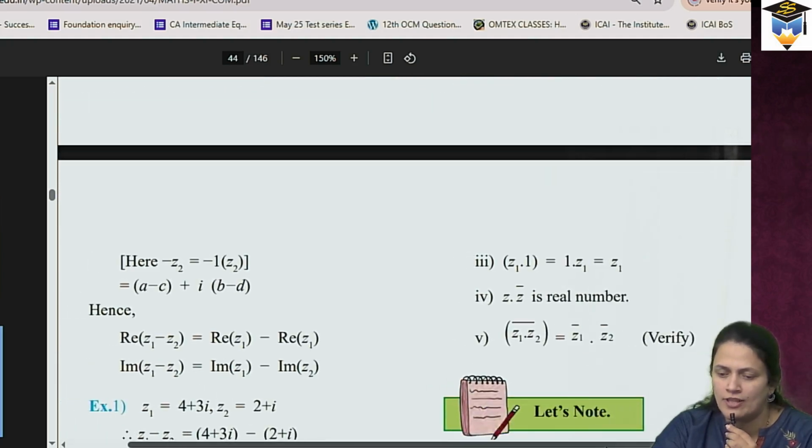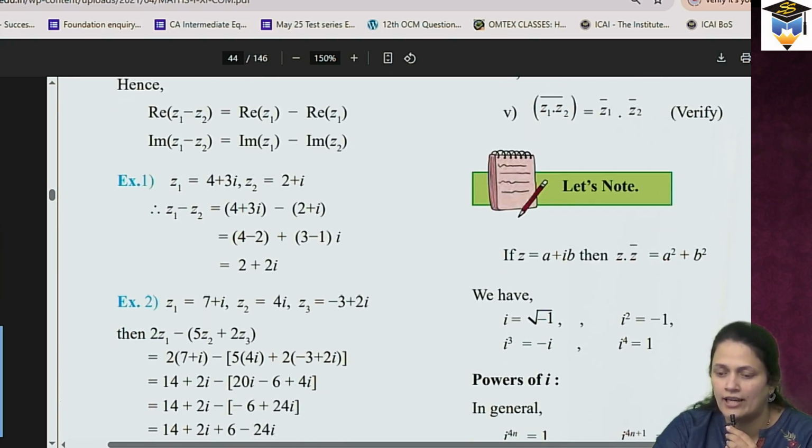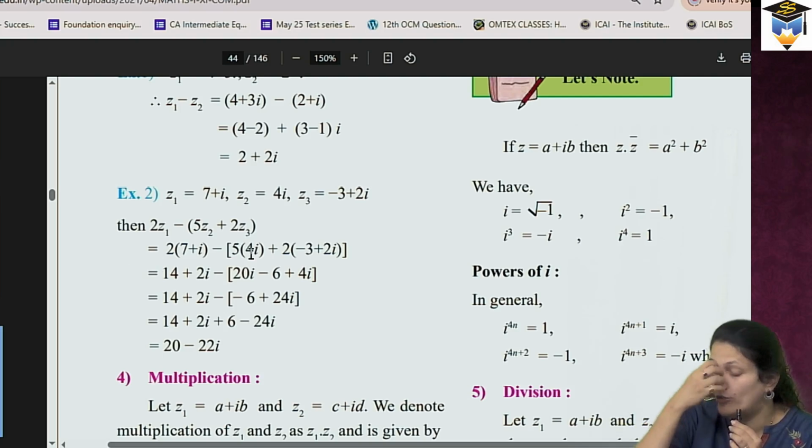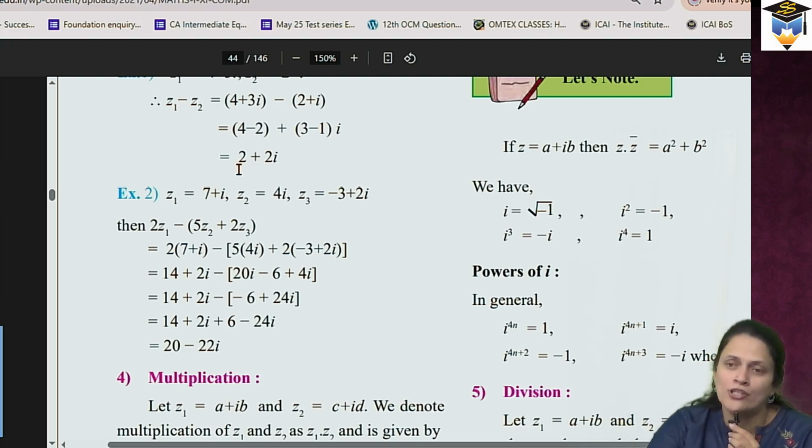Now, let us write down a few properties of subtraction. Acha, there are no properties. Okay, no properties for subtraction. So what you're going to do is give the heading as subtraction of complex numbers and write down this particular example over here. Example number 2 given in the textbook. If you have any doubt in it, you can ask. I'm going to give you 2 minutes to write this example. This is an example of subtraction of complex numbers.